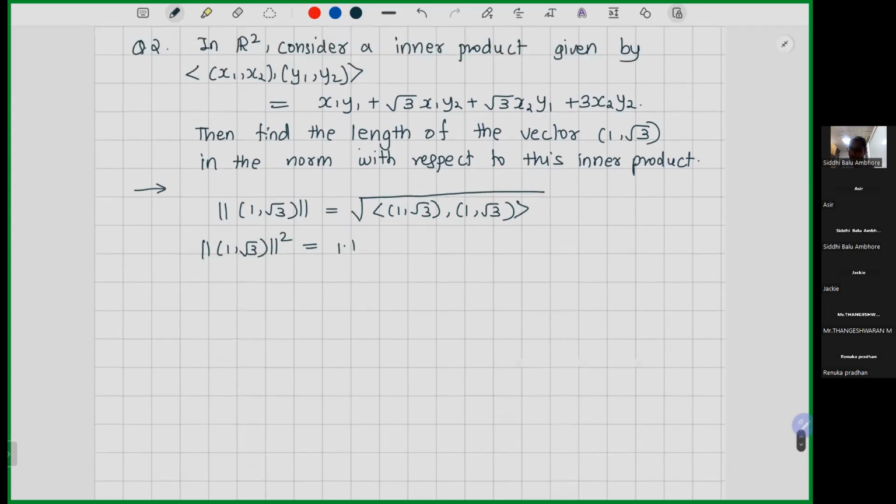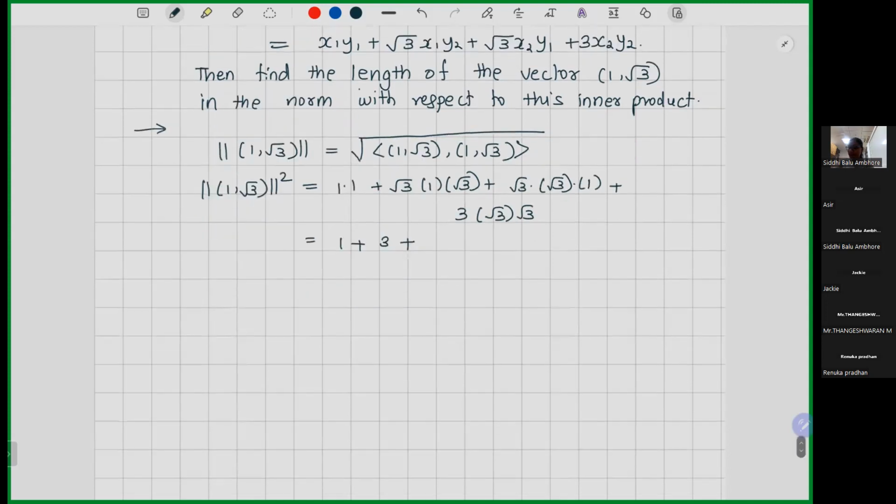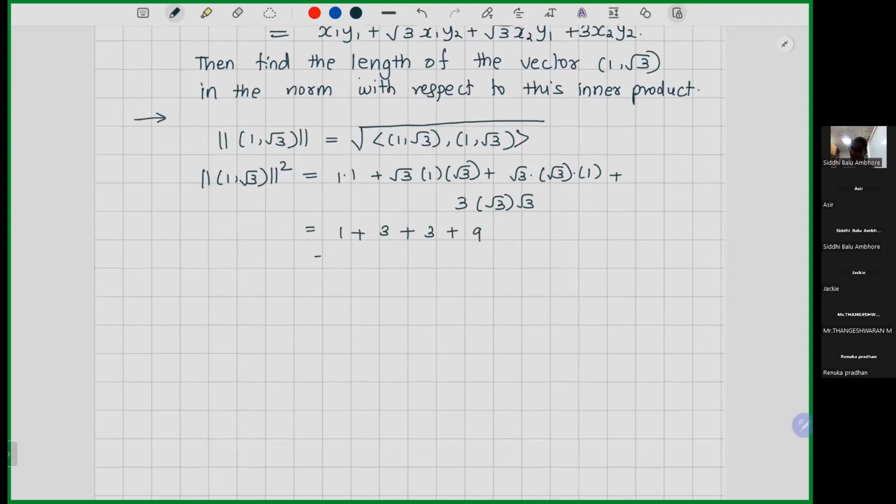1 into 1 from the definition, x1 y1, plus root 3 into x1, which is 1, y2 is root 3, plus root 3 into x2, which is root 3, y1 is 1, plus 3 into root 3 into root 3, which is 9. So this becomes 16. So the norm of (1, root 3) is 4. Any doubts here? Just basic calculations.